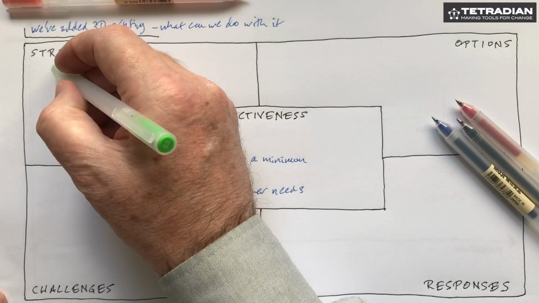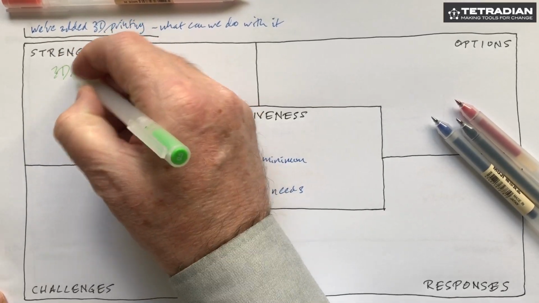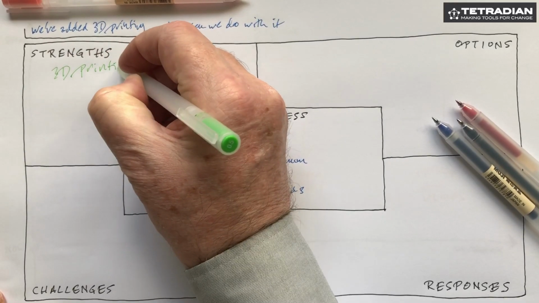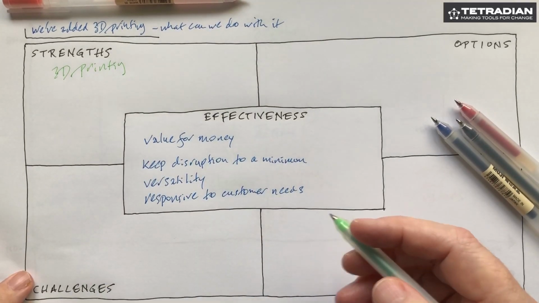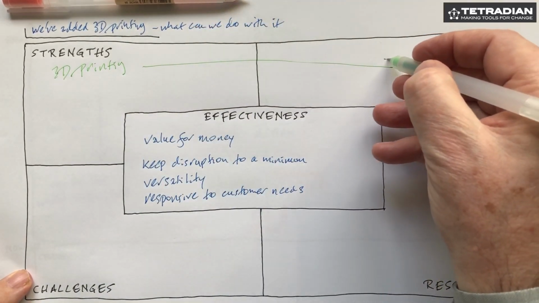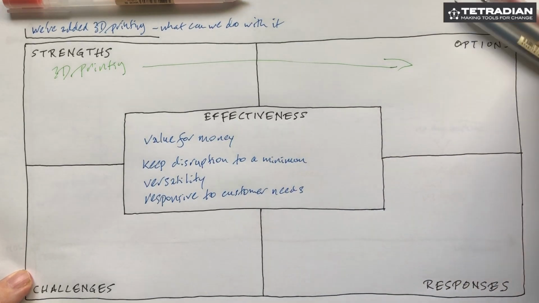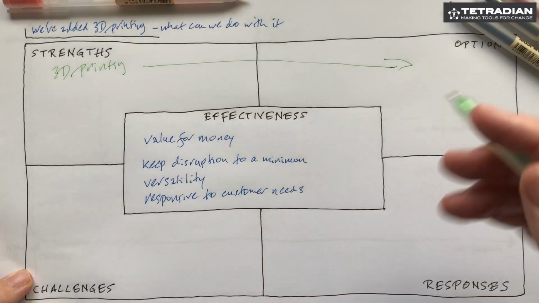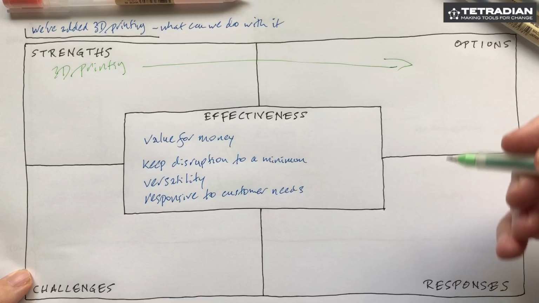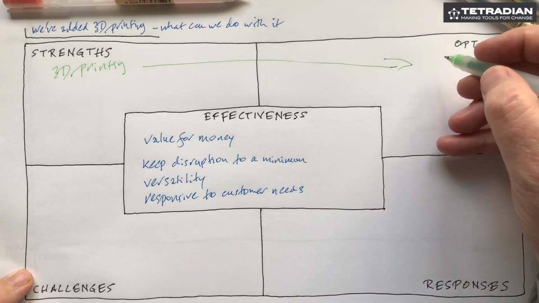So we've said we've got 3D printing as our new capability. Where does this take us? Well, there are all sorts of opportunities that we can see. Now notice we're drawing lines. This isn't just making lists, we're using it to help us build an idea of what's going on. Well, new market.